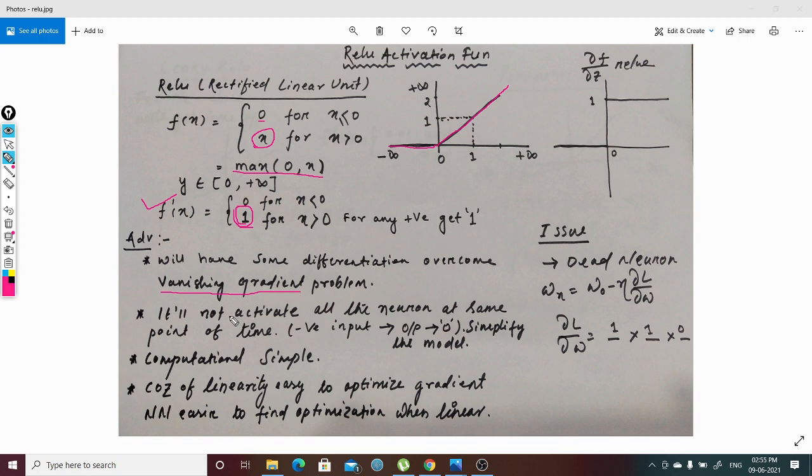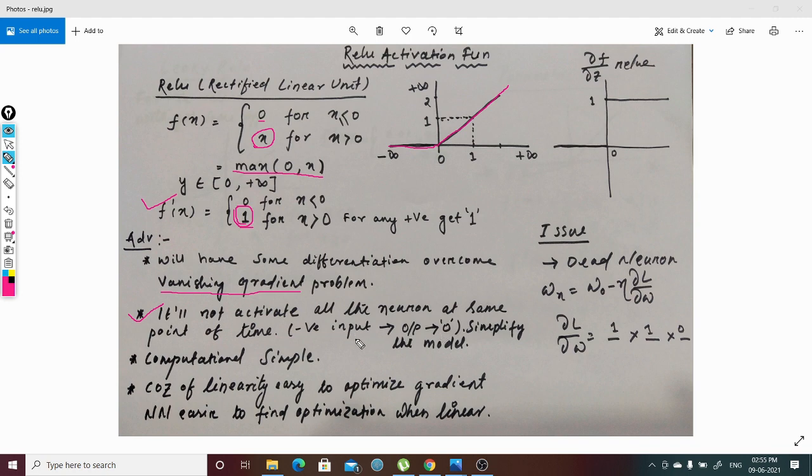Here, in the backward propagation, we are getting the value one, so the vanishing gradient problem mostly disappears. And the second advantage is that it doesn't activate all the neurons at the same point of time. So it kind of regularizes, like dropout, which is also a functionality used in neural networks. So what it means is that it doesn't take all the parameters.